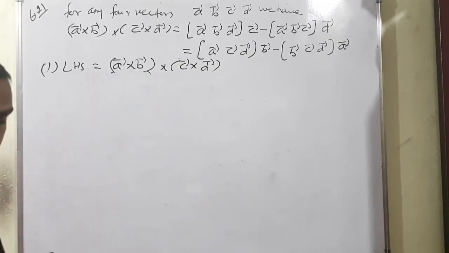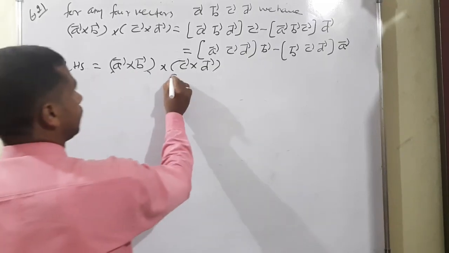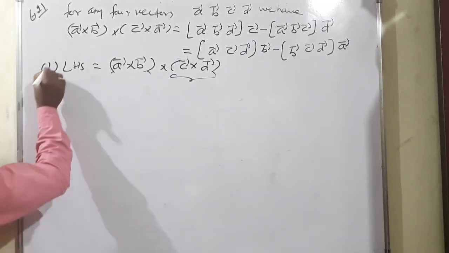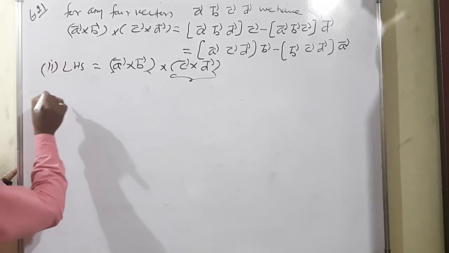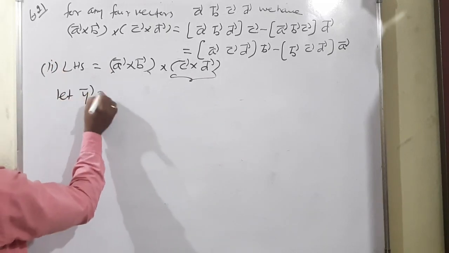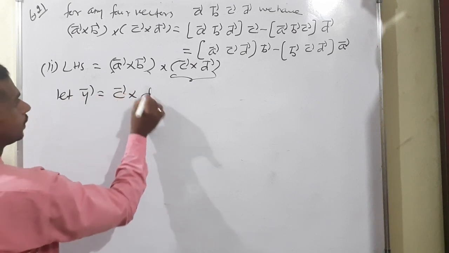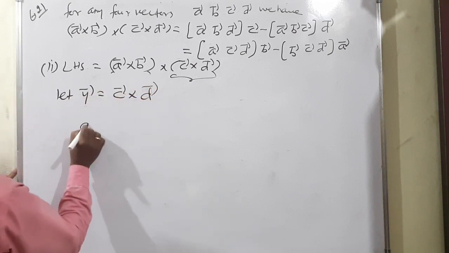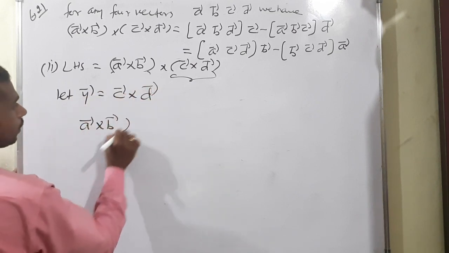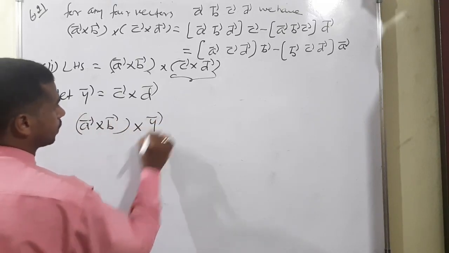Not in the first one, the second time we can take it. Let the second time consider y vector. Let y vector equal c vector cross d vector. What will happen? So a vector cross b vector cross y vector.